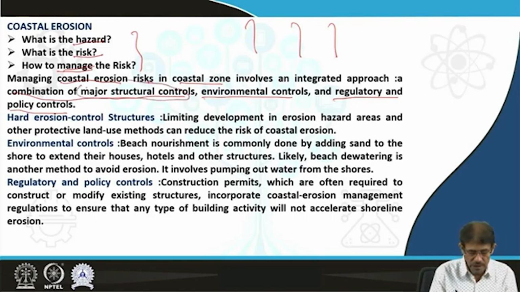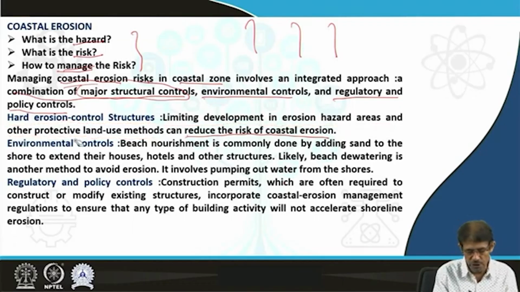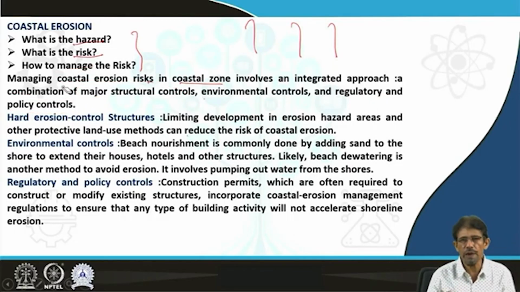In major structural controls, we have hard erosional control structures, that is, the engineering structure, and such type of hard engineering structure is going to divert the flow of water, absorb the impact of sea waves and minimize the energy of sea waves. Limiting development in erosion hazard areas and other protective land use methods can reduce the risk of coastal erosion. Therefore, we have a number of engineering structures which are going to support the stability of the coastal zone and minimize the impact of such hazardous erosional impact.